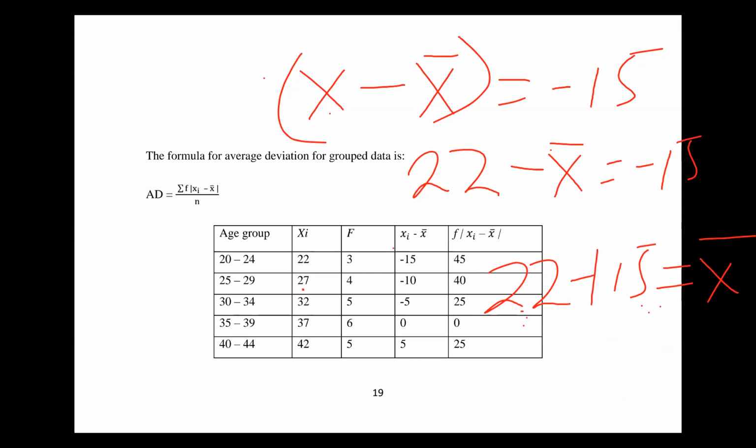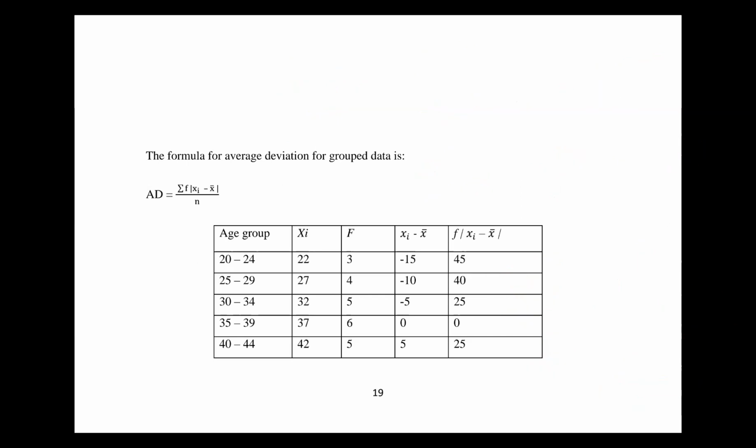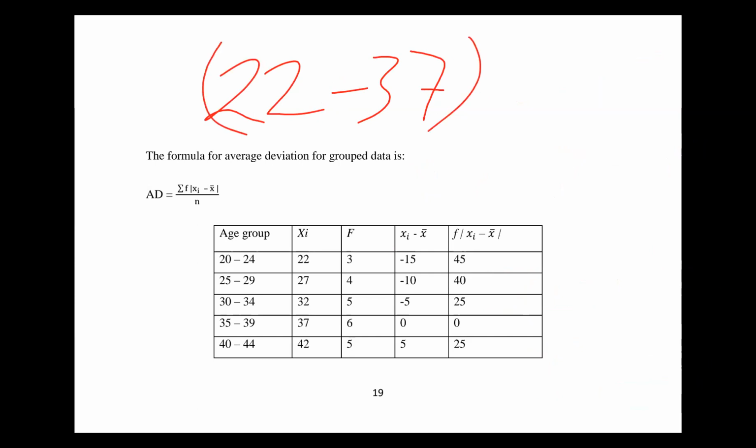37. So 37 is your x bar. From there, you can easily solve all these things. If you have the x bar, which is 37, then it's easy. You can say 22 minus 37, that is the deviation. What do you find? Yes, you find a negative 15, isn't it? That is the negative 15.